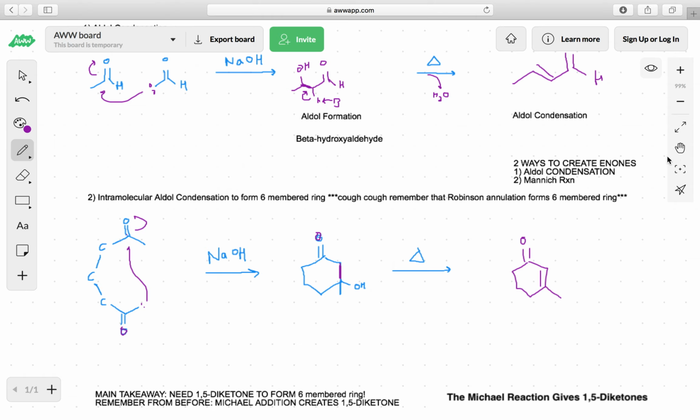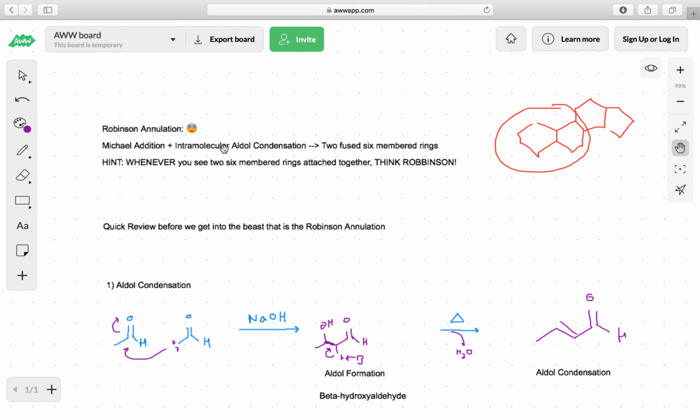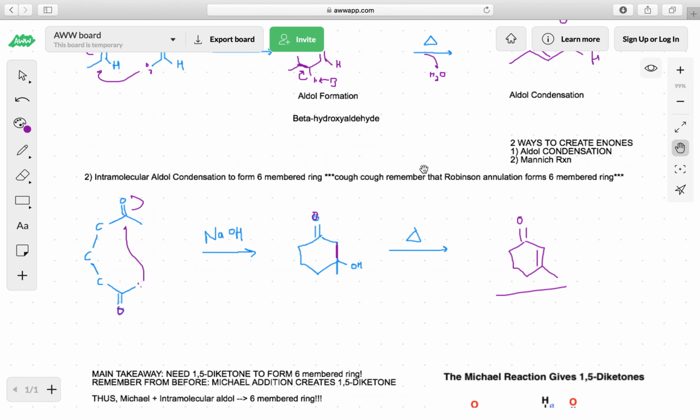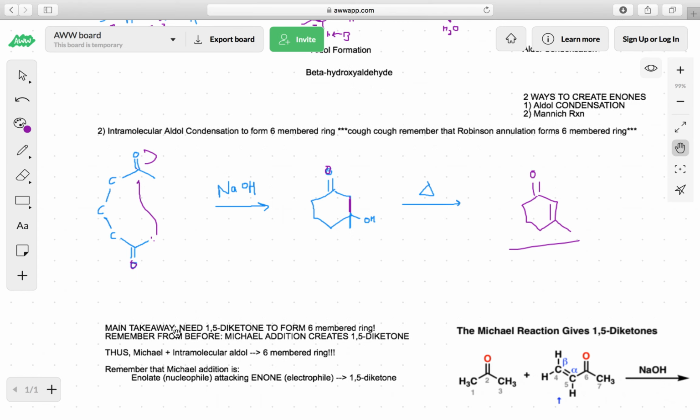So why did I show you this intramolecular one if I already showed you a regular one? The reason why is I want you guys to understand that in order to form a 6-membered ring, well, why do I care about 6-membered rings? The reason why is because in Robinson annulation, the product will be 2 fused 6-membered rings. And because we're working with an aldol condensation in the second step, we know that to form a 6-membered ring, we need a 1, 2, 3, 4, 5, a 1,5 diketone. So main takeaway, you need a 1,5 diketone to form a 6-membered ring.